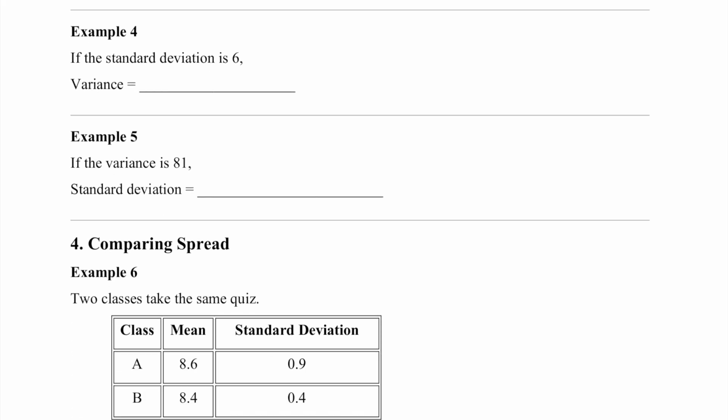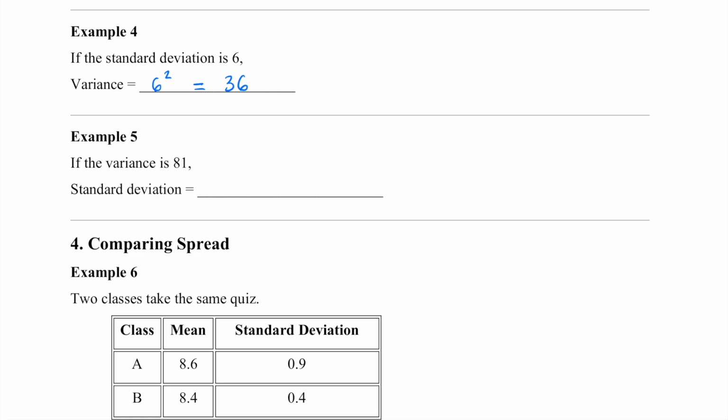In example 4, the standard deviation is 6 and we want to find the variance. Variance is the square of the standard deviation, so variance equals 6 squared, which is 36.